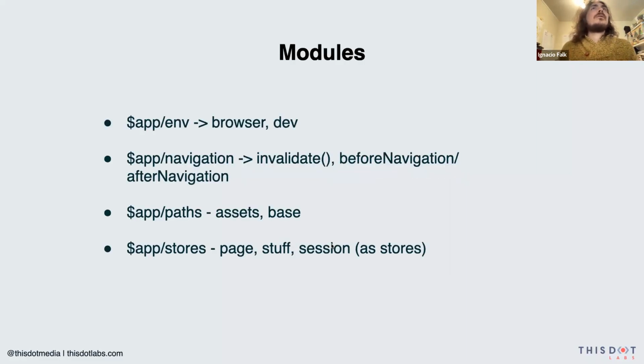Some modules that are provided by SvelteKit are env, which provides information about whether this is running on the browser or not, and whether we are in development mode or not. Navigation, and just listing some of the things it provides: we have an invalidate function that you can pass a URL to, and basically it's a way to call load on demand.